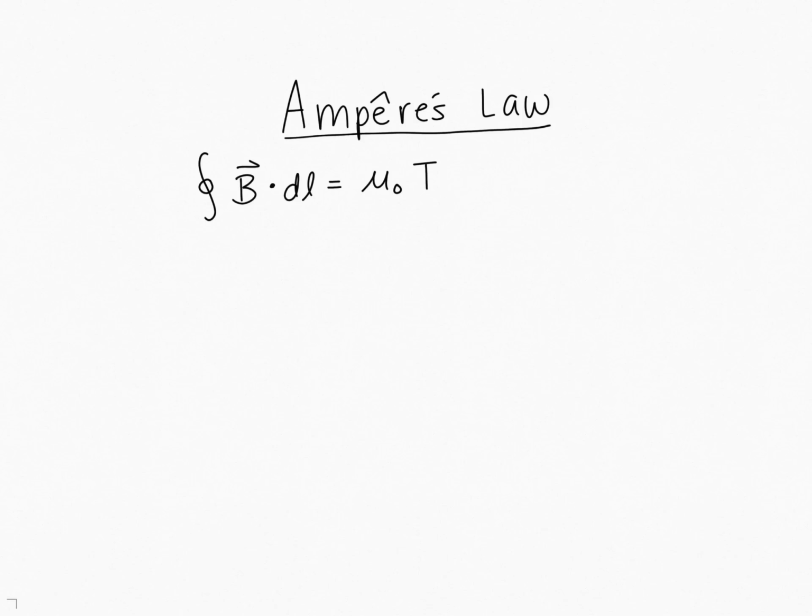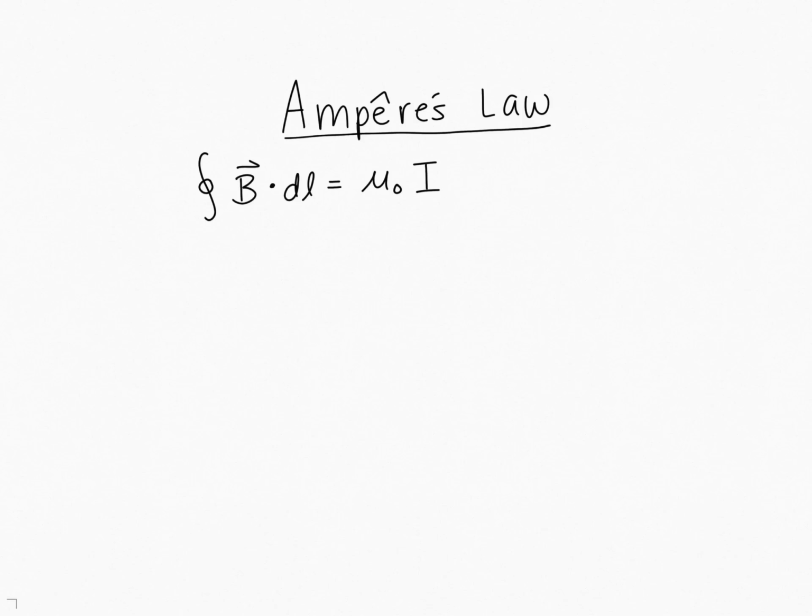So today we'll be talking about Ampere's law, which has to do with magnetic field strength. So we have that the single loop integral of B, which is our magnetic field, dot dl is going to equal mu 0, which is a constant, times I.